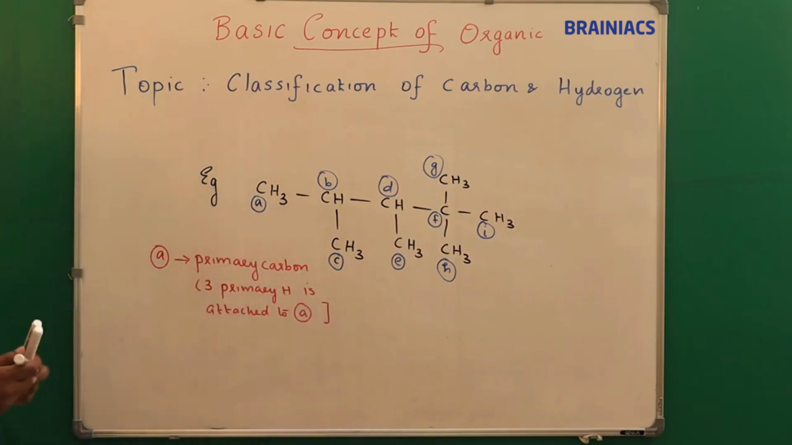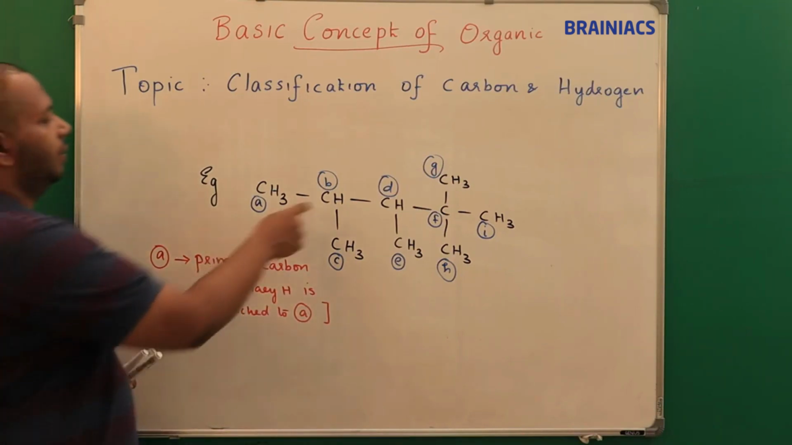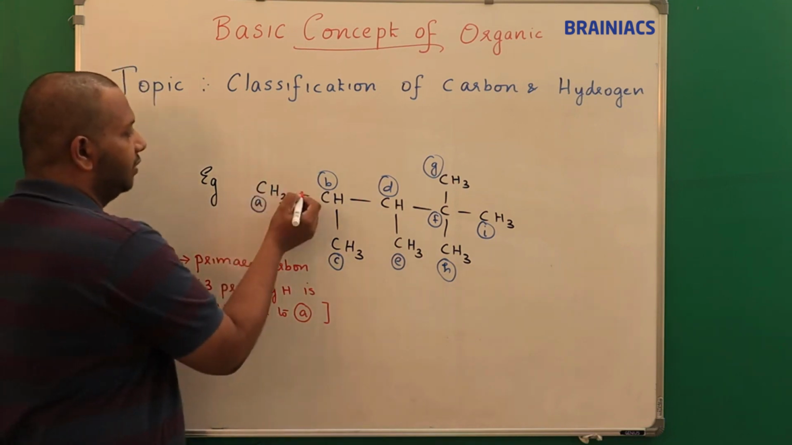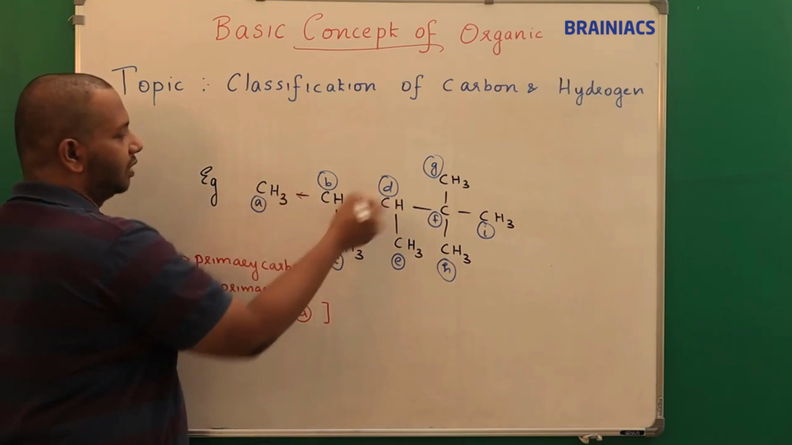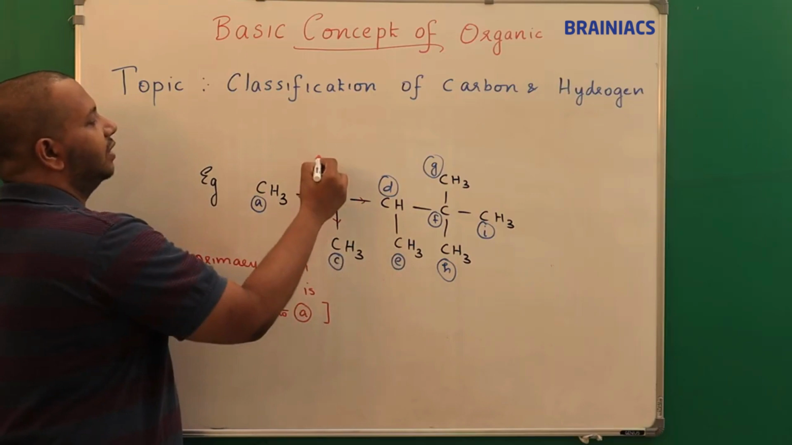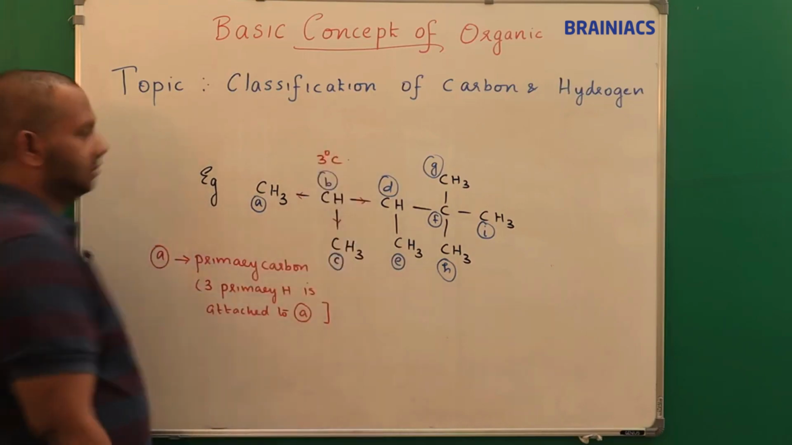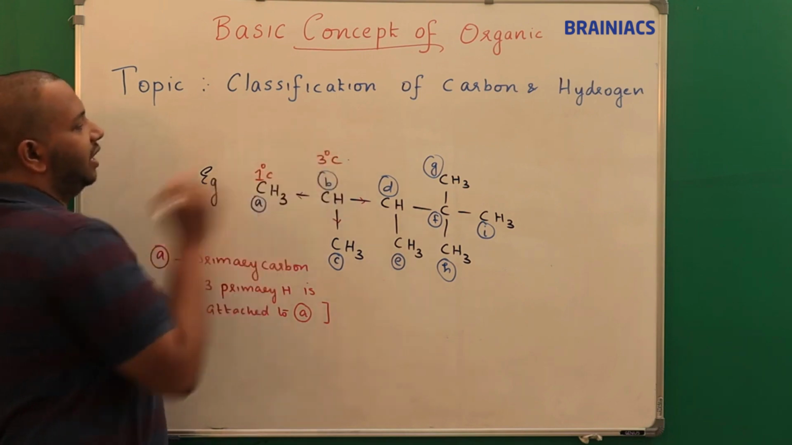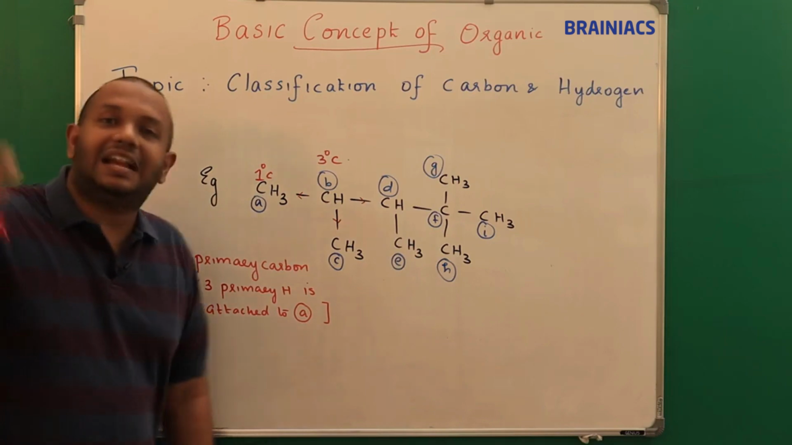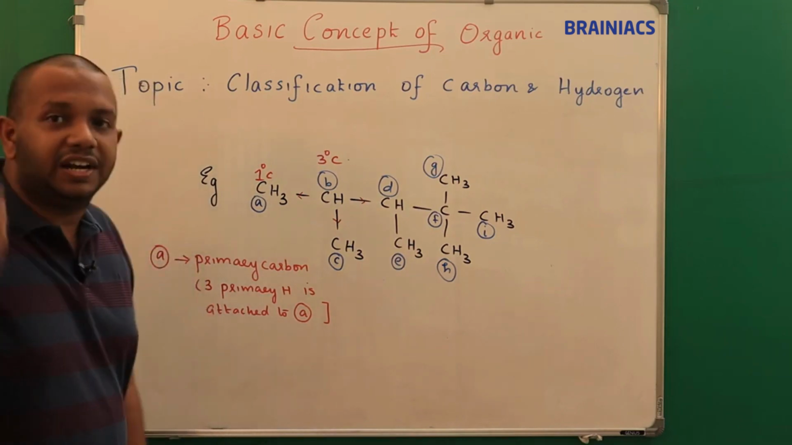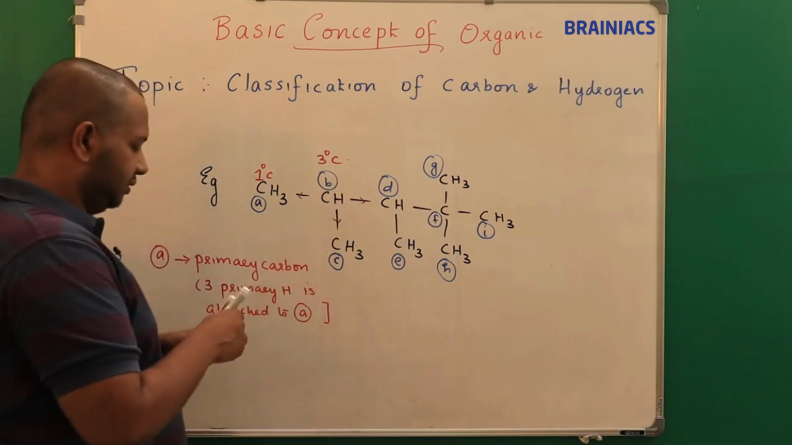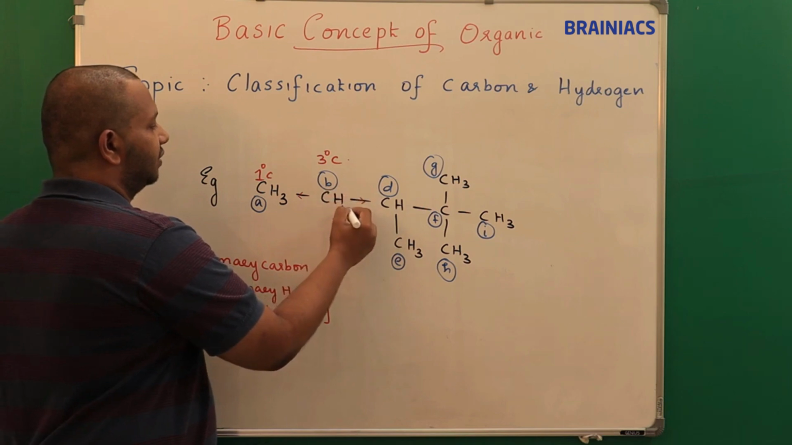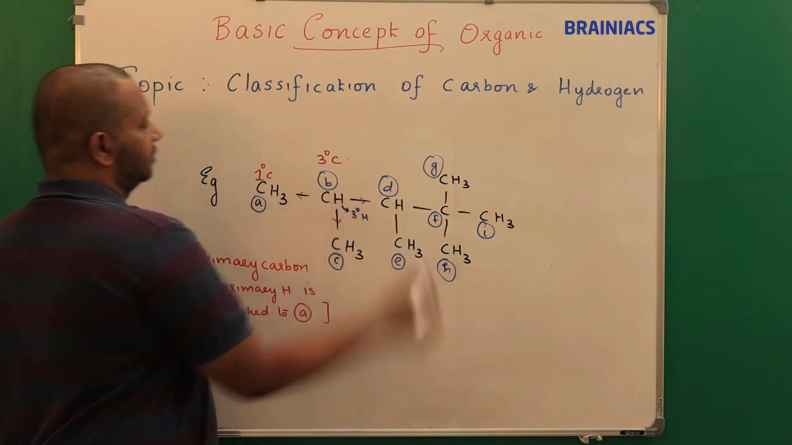Correct? Now let's see what about B. Can you tell me what sort of carbon it is? If you see here, the carbon atom is connected to one carbon atom, another carbon atom, and another carbon atom. So I can say this is a 3 degree carbon. Correct? So this one was a 1 degree carbon and this is a 3 degree carbon. So the hydrogen attached to a 3 degree carbon is called 3 degree hydrogen. So tell me, what is this then? I can say this is a 3 degree hydrogen.